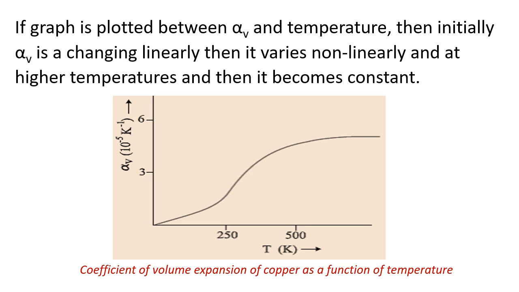The graph represents the coefficient of volume expansion of copper as a function of temperature. You can see that the coefficient of volume expansion is changing linearly, and then it varies non-linearly at higher temperatures, and then it becomes constant.